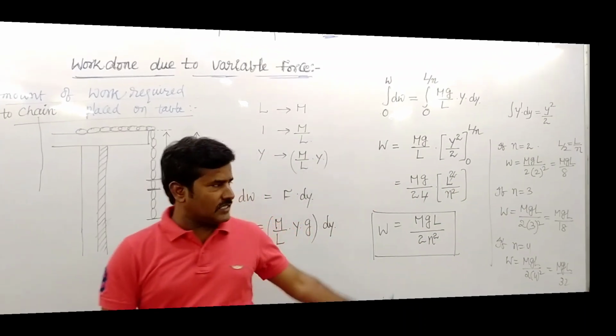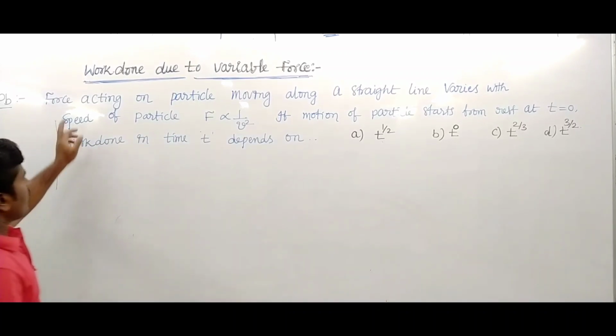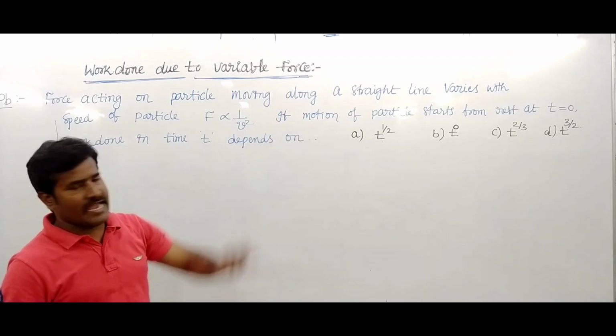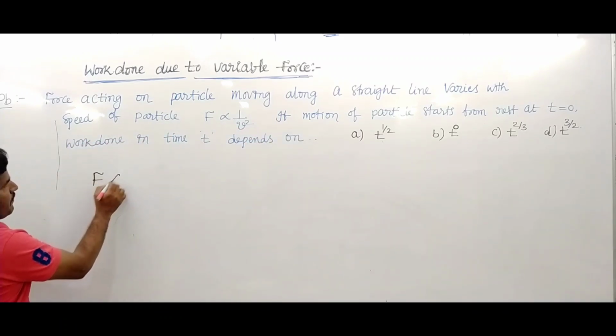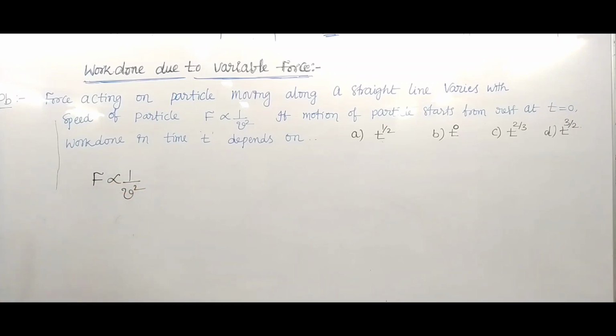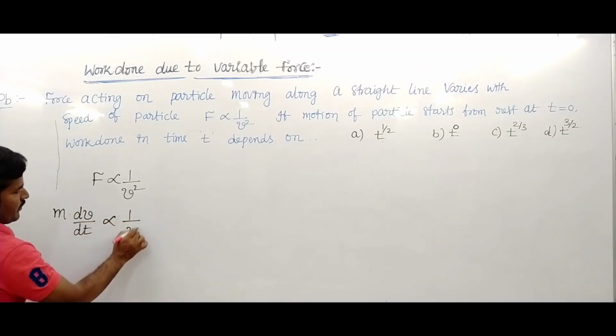This is work done. In this given problem, the force acting on a particle moving along a straight line varies with speed. F is proportional to 1 upon v square. You know that force is written as m into dv by dt. F equals ma, that is m into dv by dt proportional to 1 by v square.